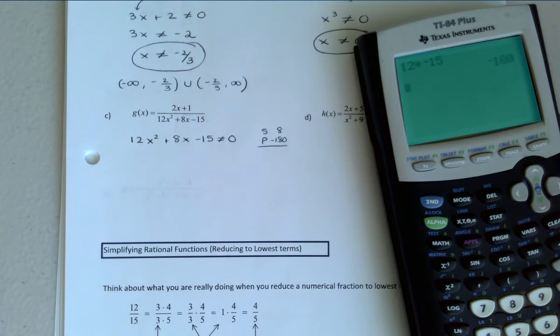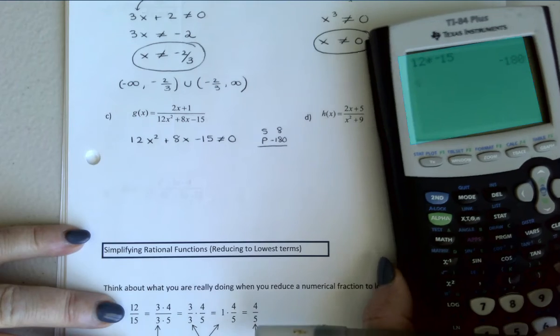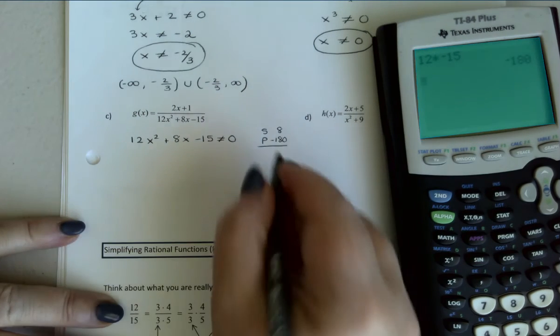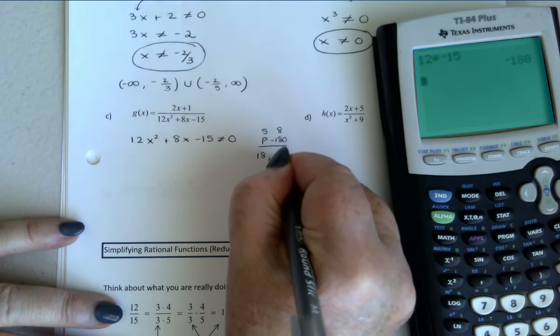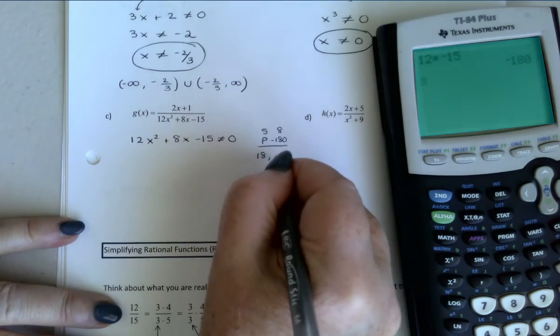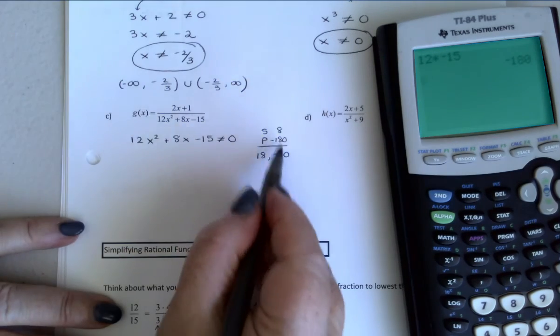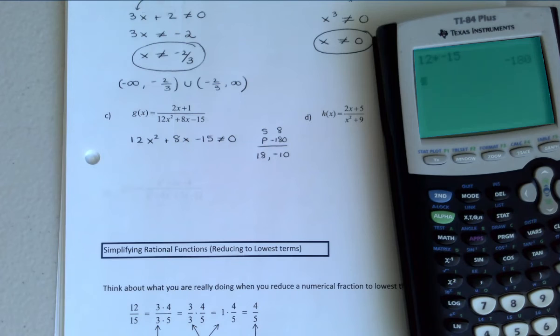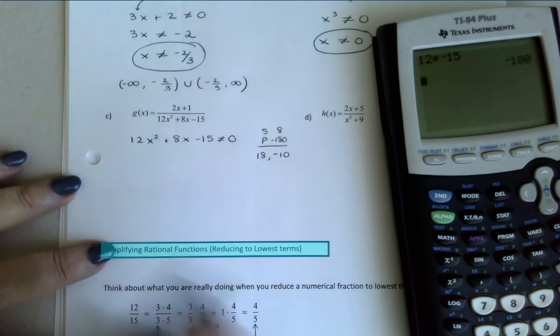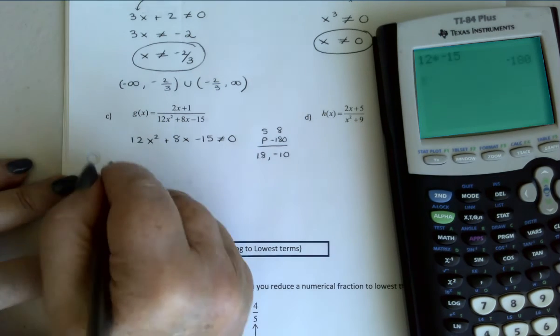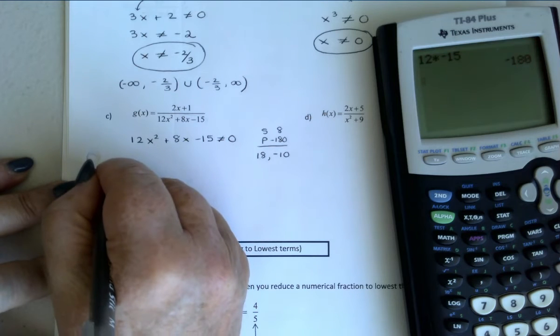If you'd like to play around a little bit with that with your calculator and see if you can come up with those numbers, go ahead and pause right now. Otherwise, I'm going to say I think it's 18 and 10. I would have to put the negative on the 10 to get that to add up to positive 8. So I do not have a leading coefficient of 1. I'm going to have to use the extended method here.